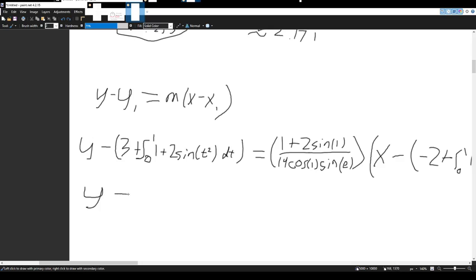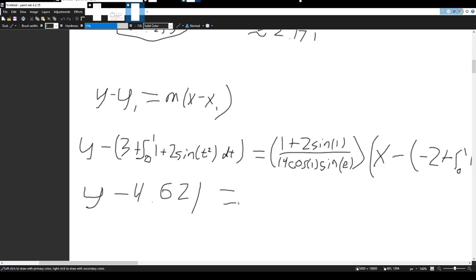So I'm just going to plug this into the calculator. That's going to be 3 plus math fn int 0, 1, 1 plus 2 sin x squared dx. So y minus 4.621. Let me just make sure that checks out with the answer sheet so far. It does.